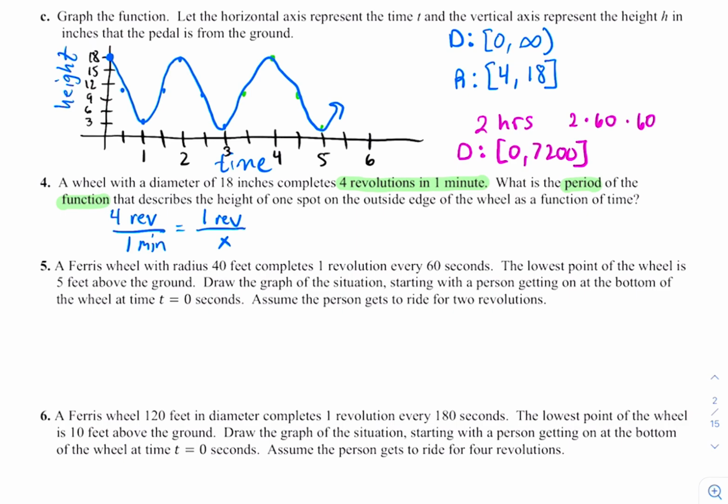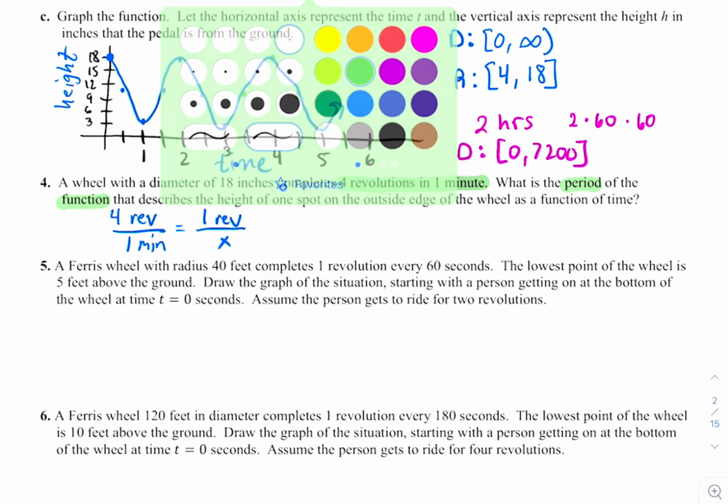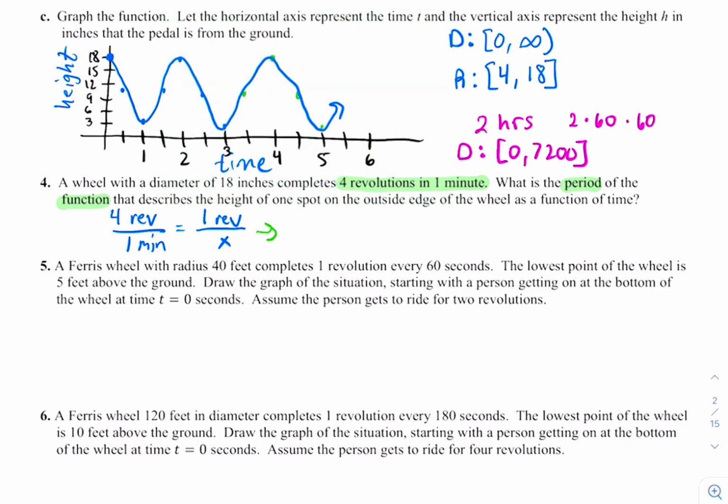So that means then that I really should figure out what this would be measured in for seconds here. So I'm going to do that next. So I would still have my 4 revolutions, and then 60 seconds is equivalent to the 1 minute. And I'm still trying to figure out how long it's going to take for just 1 revolution. Okay. So now I'm ready to do my cross multiplication and then divide. Okay.